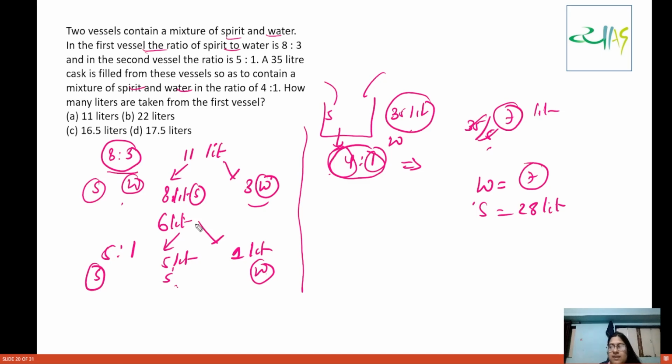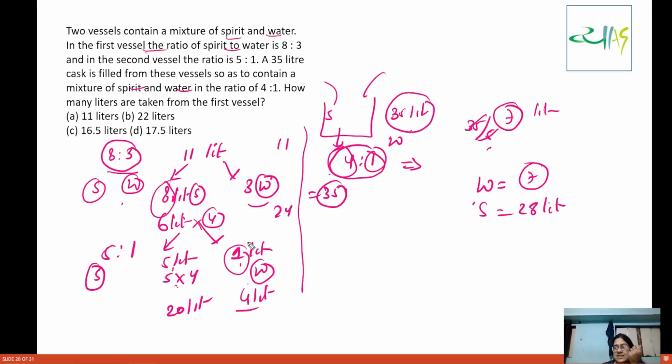Okay, now what I will do, I will take 4 liters from here. So 11 plus 24 will become 35 for me. So I will take this 20 liter from here. So this 8 liter is enough for me, and I will take what? When I am taking 4 times this, then I will take 4 liter from here.